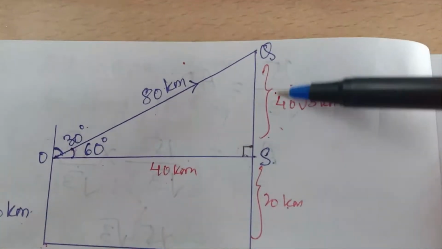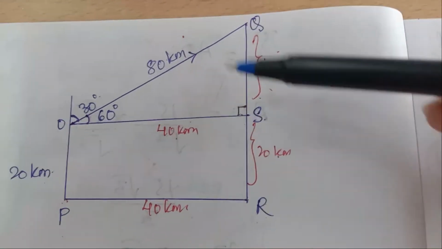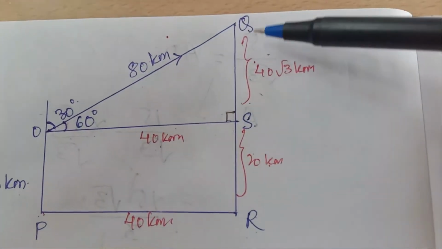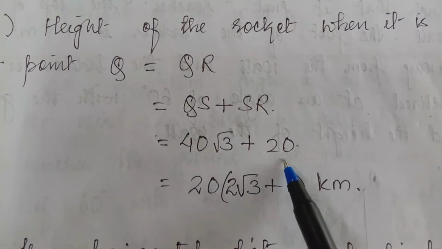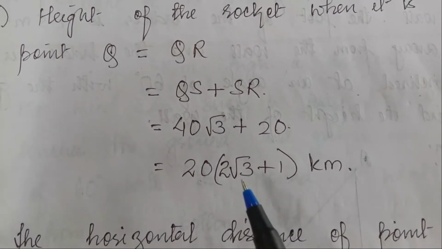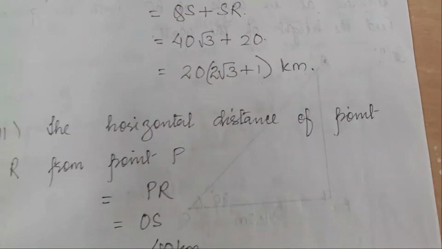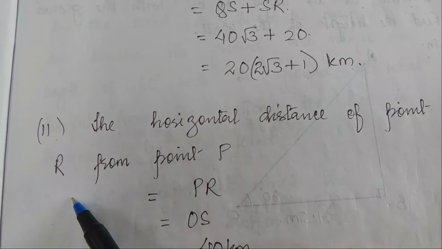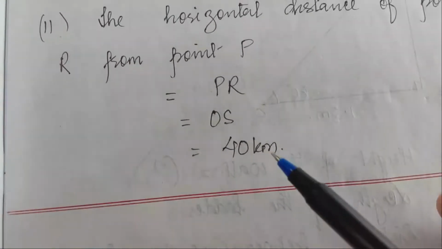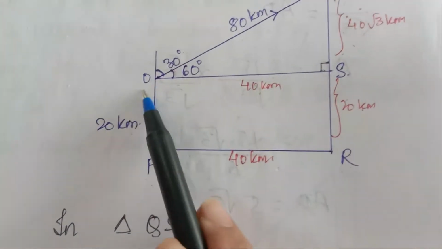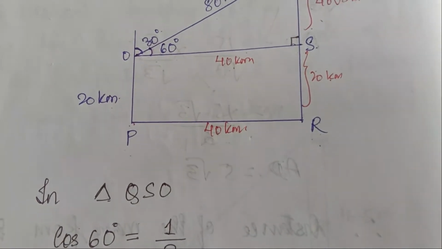So here we got 40 root 3 kilometer, but our question is we have to find the height of the rocket from the ground. So this is 20, this is also 20. So the height of the rocket from the ground is 40 root 3 plus 20. You can take 20 common. After that you can write 20 times 2 root 3 plus 1 kilometer. This is the height of the rocket from the ground. Now you have to find the horizontal distance of the point R from the point P. Means you have to find this distance also. We got 40 kilometer because OS and PR are equal. So if this is 40 kilometer, then this is also 40 kilometer.